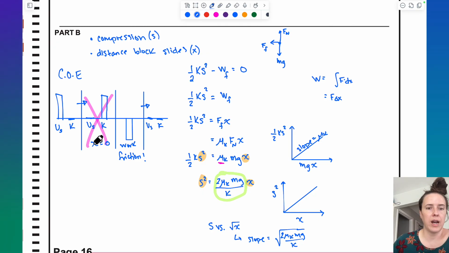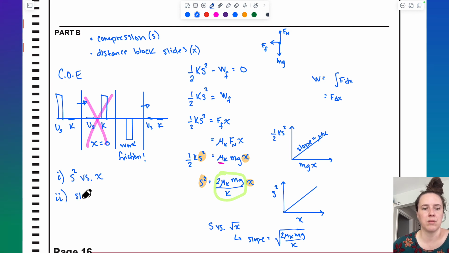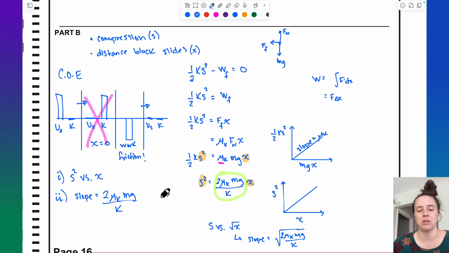All right, so then for part I, for me, I would plot s squared versus x. And then for part II, the slope would be 2 mu k mg over k. And it says that your answer may include an equation that relates mu k and the chosen feature of the graph. So this is fine. You don't have to do anything after that. You can stop there. Okay.